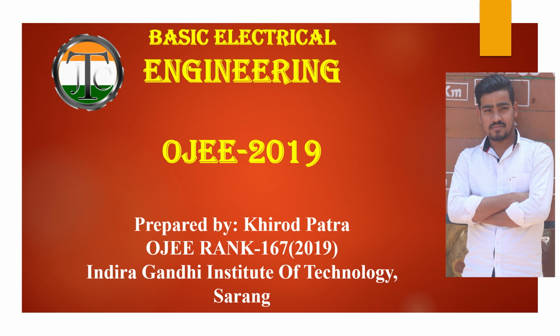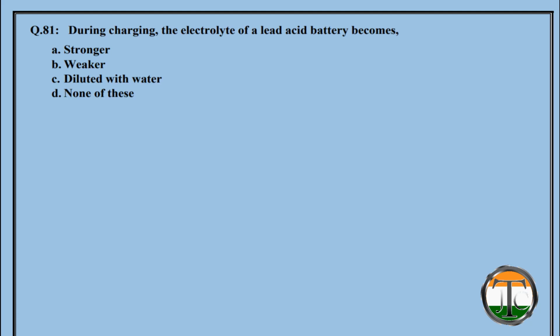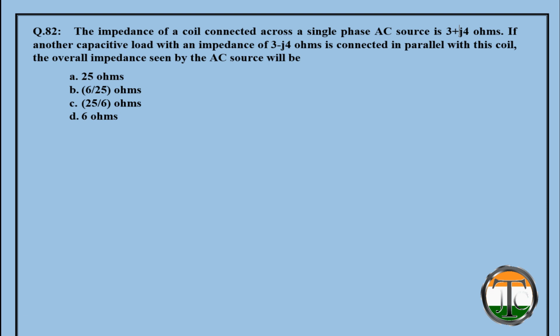So let's start. First question: during charging, the electrolyte of a lead acid battery becomes: option A, stronger; option B, weaker; option C, diluted with water; option D, none of these. And the answer is option B, that is weaker. Okay, next is question number 2.